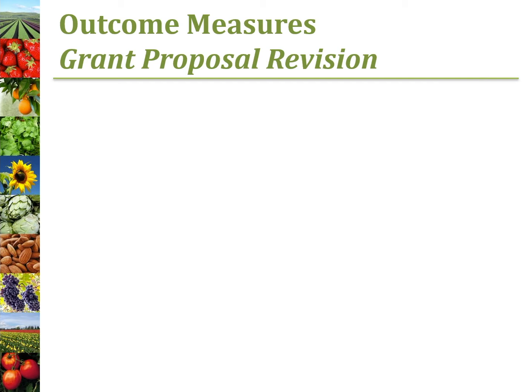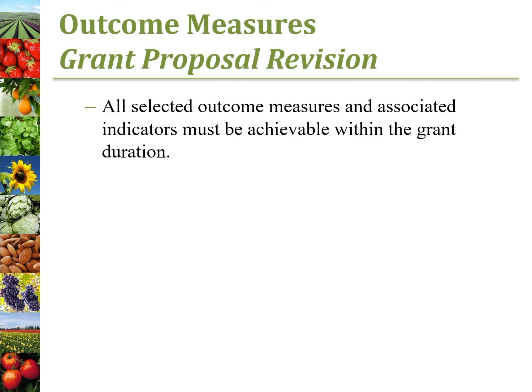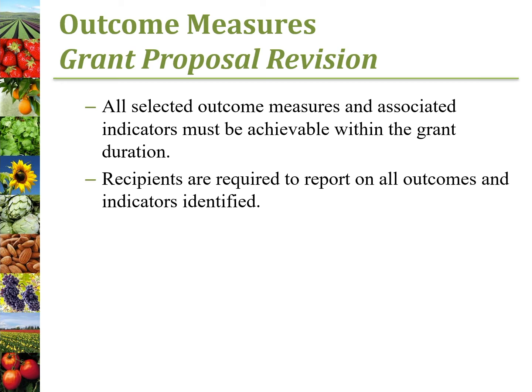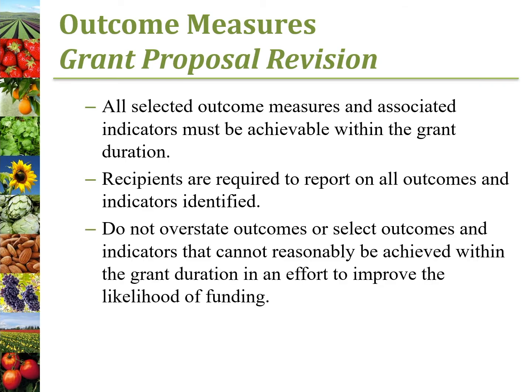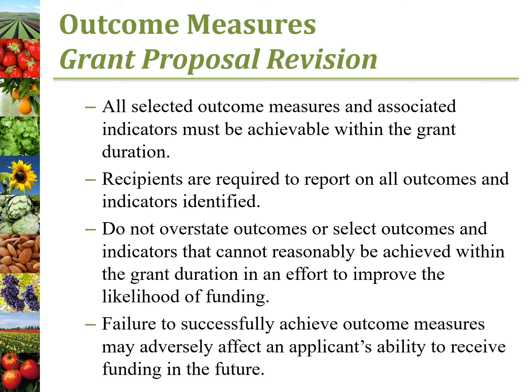There are a few key points to keep in mind in the revision process. All outcome measures, indicators, and/or sub-indicators selected must be achievable within the grant duration. Recipients are required to report on all outcomes, indicators, and/or sub-indicators identified. So please do not overstate outcomes and indicators that cannot be reasonably achieved within the grant duration in an effort to improve the likelihood of funding. And this is important to keep in mind because failure to successfully achieve outcome measures may adversely affect an applicant's ability to receive funding in the future.